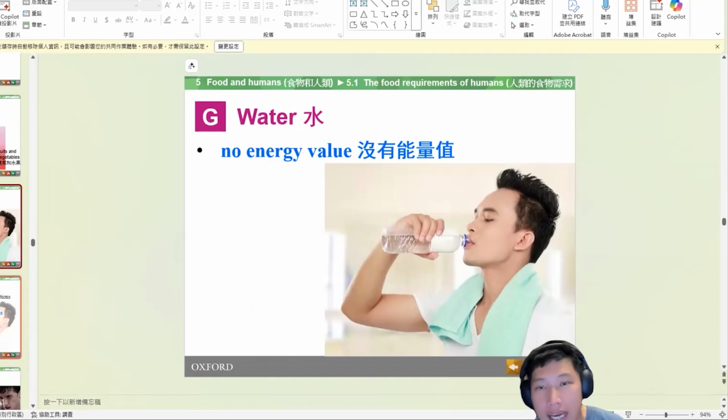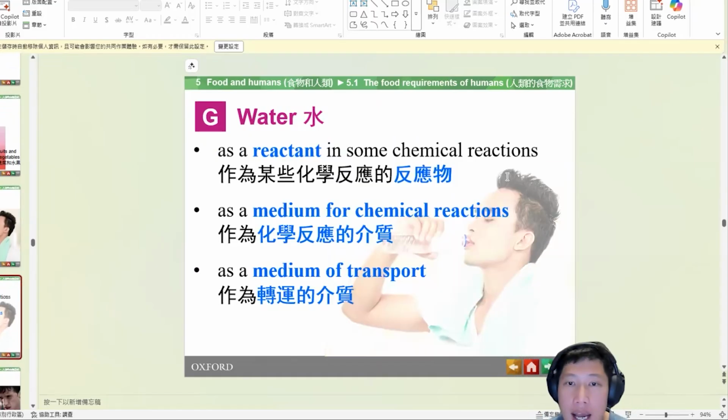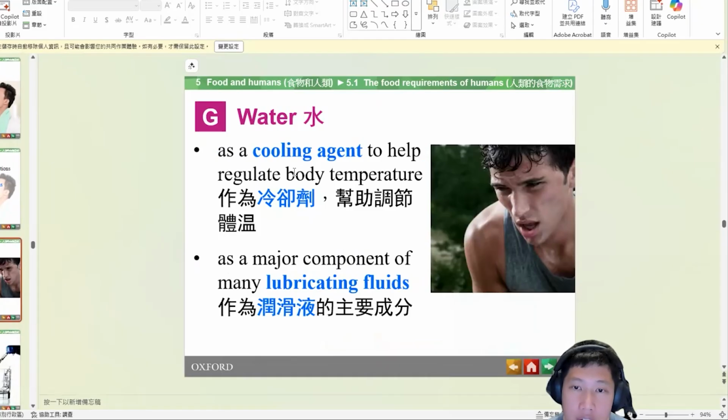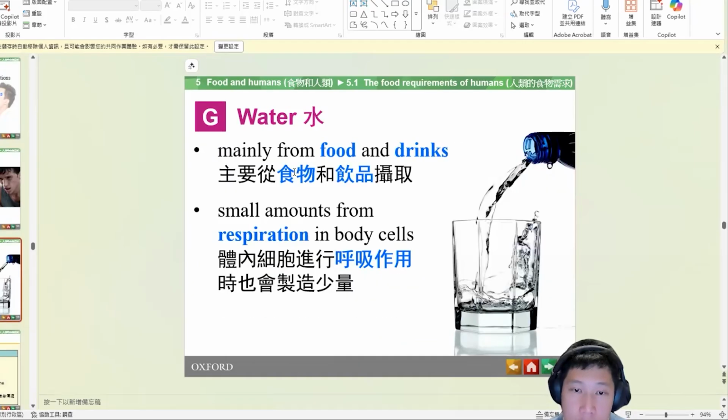So water does not contain energy value, but it is very important in our body because it serves as a reactant in some of the chemical reactions. It serves as a medium for chemical reactions. Lastly, it acts as a medium of transport. Apart from that, it is also a cooling agent to help regulate our body temperature. At last, it serves as a major component of many lubricating fluids.